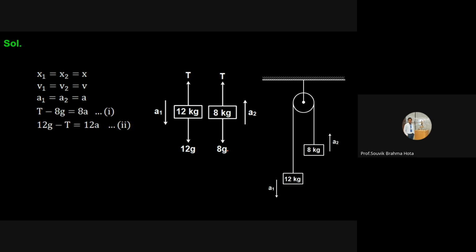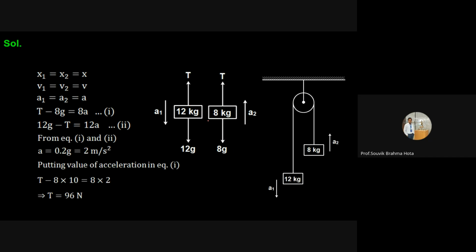So T minus 8g is equal to 8a. Why? T is in the upward direction, minus 8g is equal to 8a, and 8a means m into a. And 12g minus T is equal to 12a. Now from equations 1 and 2, acceleration is equal to 0.2 g. Then g, if you are considering 10, will be 2 meter per second square. So putting the value of acceleration in the equation, T minus 8 into 10 is equal to 8 into 2. So T is equal to 96 Newton.